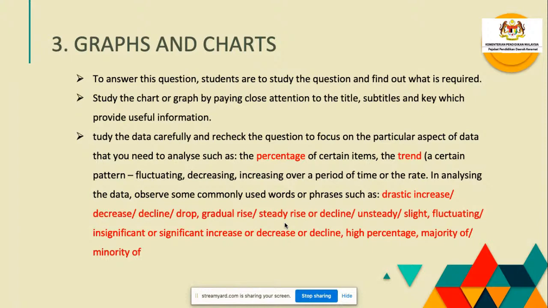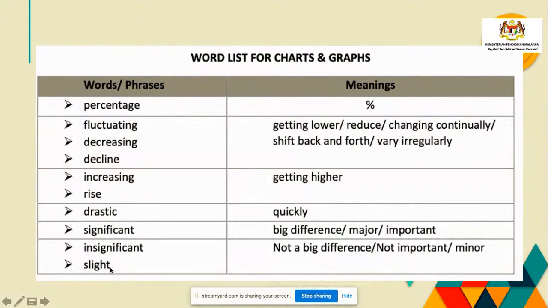Okay. Yang famous pun majority of ataupun minority of. Majority maksudnya yang paling banyak. Minority adalah yang paling sikit. Alright. So kita simplifikan dalam bentuk jadual supaya awak nampak lebih mudah. Okay. So percentage. Kan? Ni fluctuating. I'm very sure ada yang tanya saya tadi. Apa maksud fluctuating?